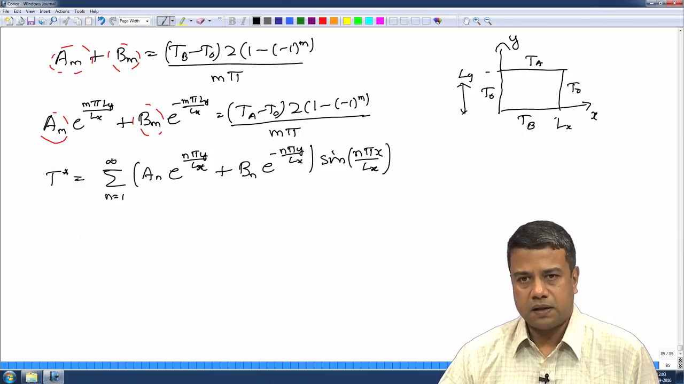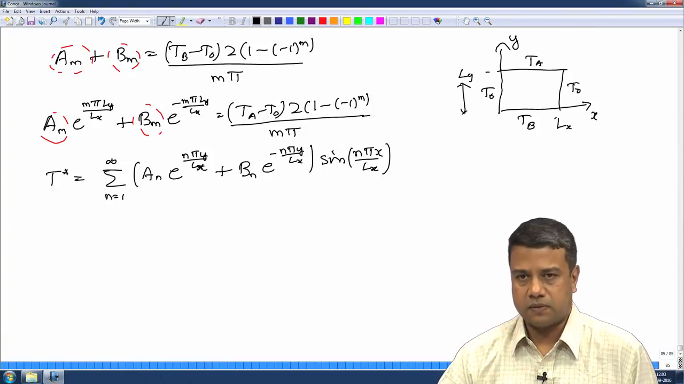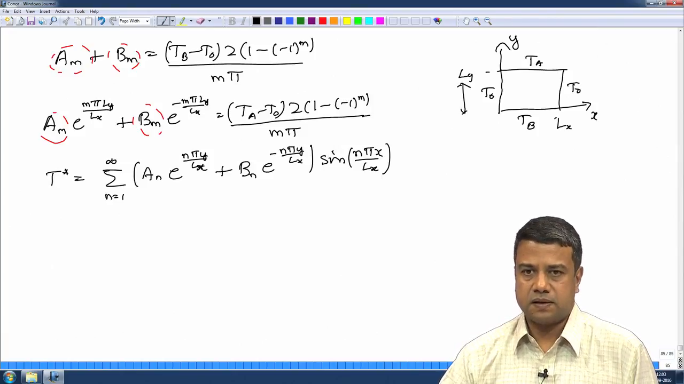I will continue a little bit, revise this once more, and then we will proceed to looking at separation of variables in a spherical coordinate system in the next lecture. I will see you then.